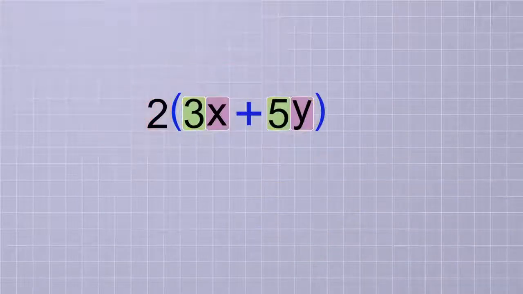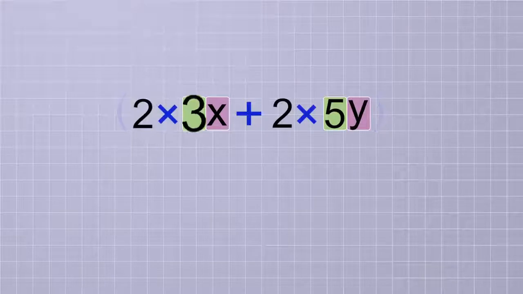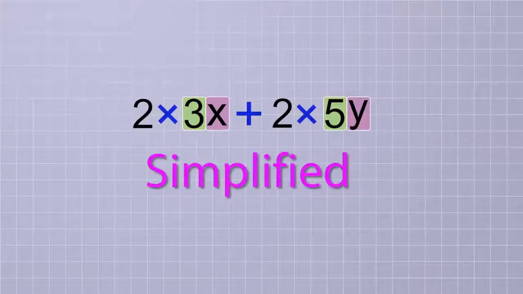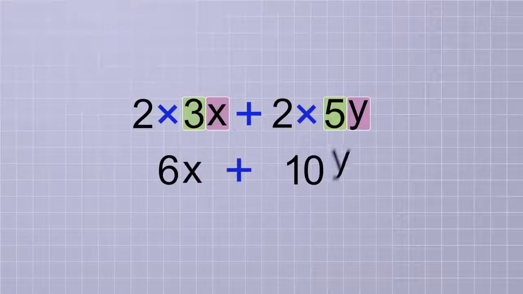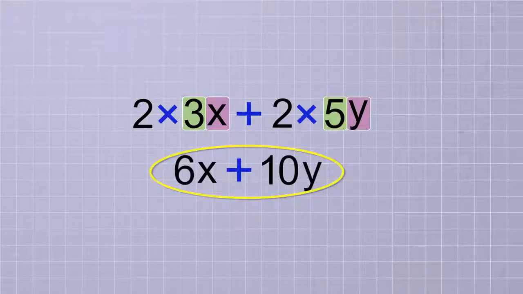Getting back to our example, distributing the factor 2 to each term gives us 2 times 3x plus 2 times 5y. But this can be simplified even further because we know that 2 times 3 is just 6 and 2 times 5 is just 10. So the distributed form is 6x plus 10y. Let's try another example of a factor times a polynomial.